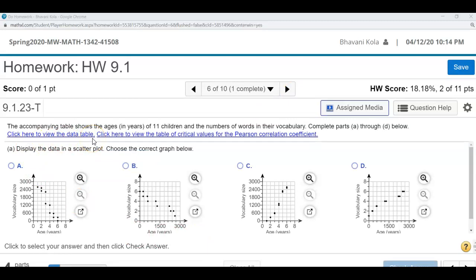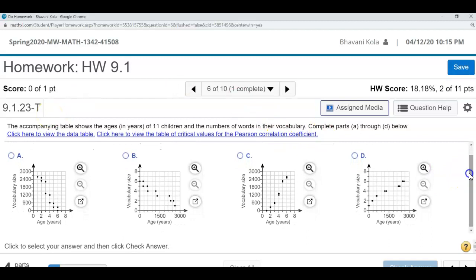The accompanying table shows the ages of children and the number of words in their vocabulary. Complete parts A through D below. Click here to view the data table and click here to view critical values of the Pearson correlation coefficient. Let's look at the data table first. They're giving me a table of the ages of the kids and the words they speak at that age.